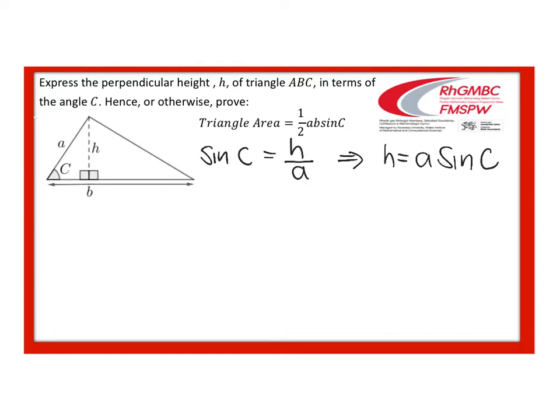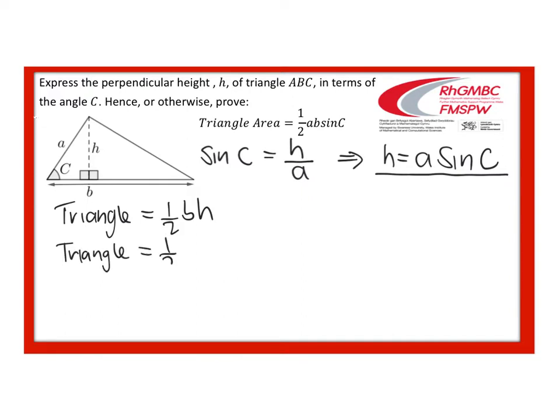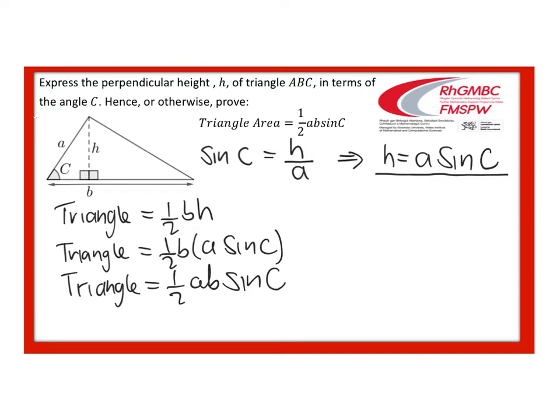Now it tells us to prove the triangle area equals half AB sine C. So triangle area, as we should all know, is equal to half the base times the height. In this case, we've got the height is A sine C. So if I multiply that together, we get half B times A sine C, which of course I can then tidy up and write in more conventional form, half AB sine C.